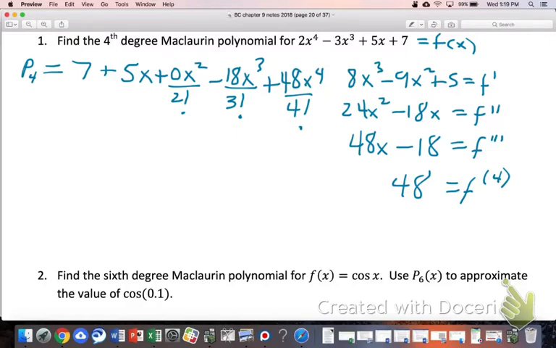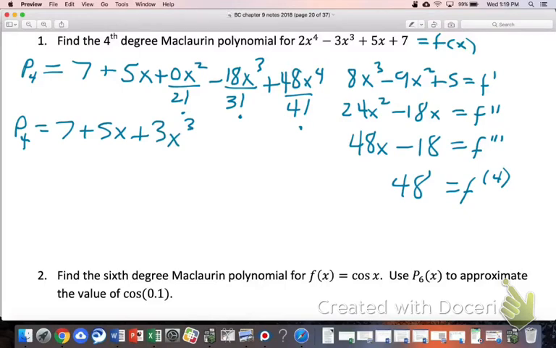Okay. So this might not seem all that great, but let's simplify it a little bit and see what happens. P sub 4 equals 7 plus 5x. That 3rd term is 0, right? So I'm not going to bother writing that. What's 18 over 3 factorial? 18 over 6, right? Yeah, 3. So it'd be plus 3x cubed.